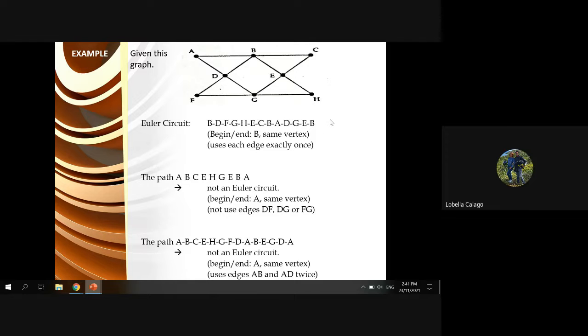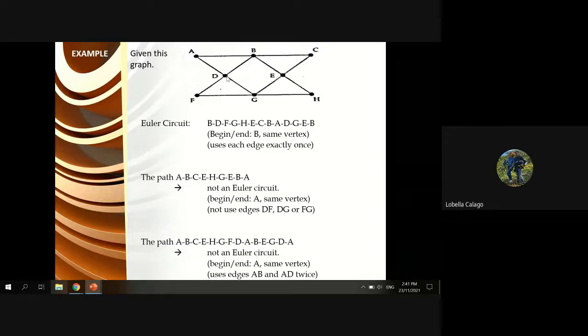Since we're talking about Euler, we will use the line segment or the edge exactly once. Only use it once, like this one. So, this one, B, D. I'm so sorry, I have no line. I can't find the line here. My PowerPoint has a problem. So just assume it, okay?